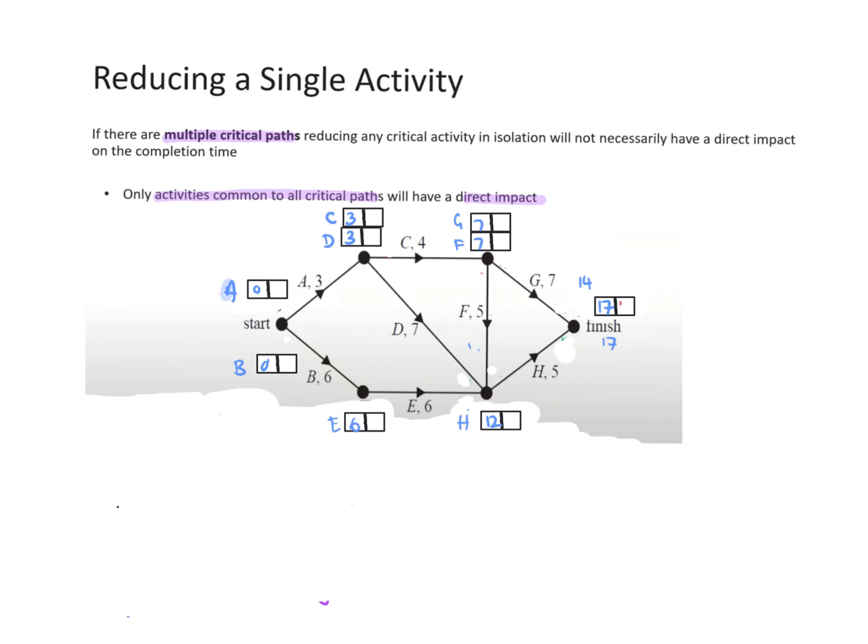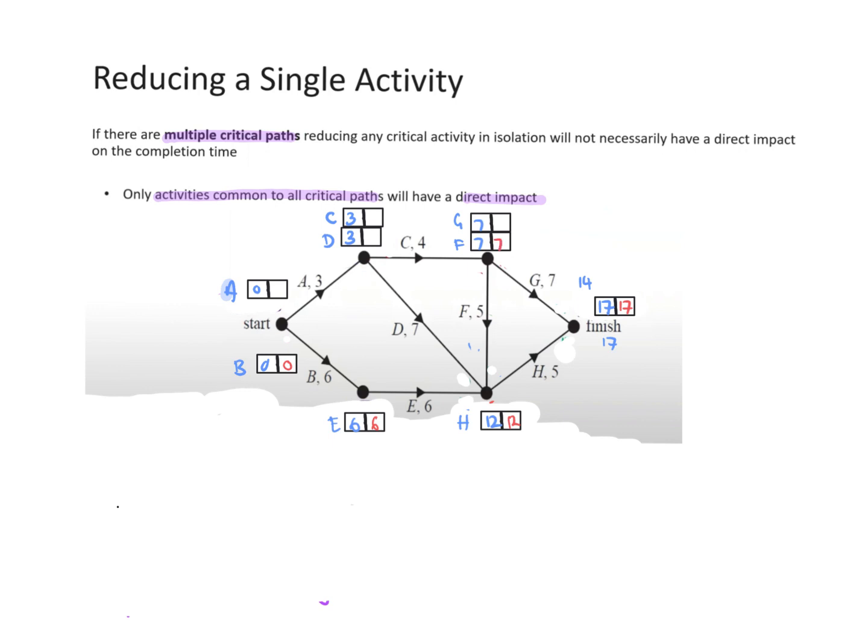I can backtrack. So 17, if I go via H, 17 minus 5 is 12. If I go along E, 12 minus 6 is 6, and then keep going back. 6 minus 6 is 0. So that's one way. Now I'm at H. What about if I go back via F? It'd be 12 minus 5. What's 12 minus 5?